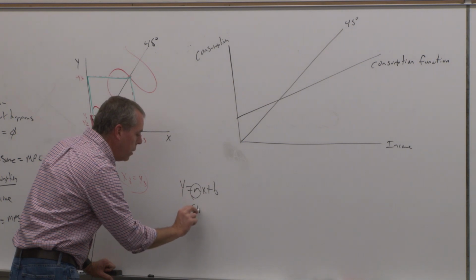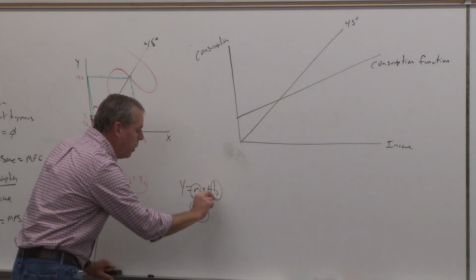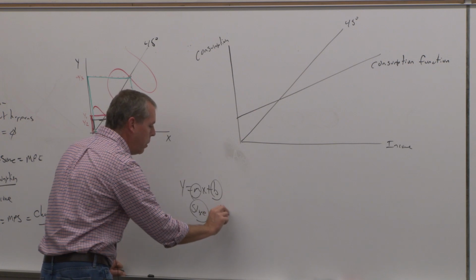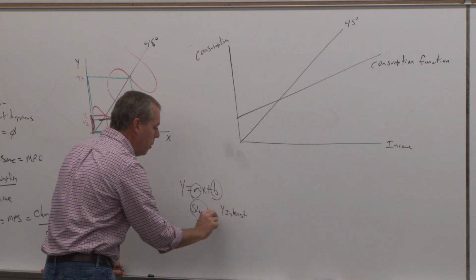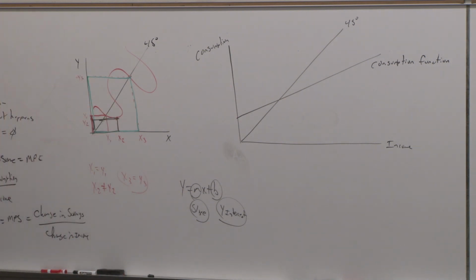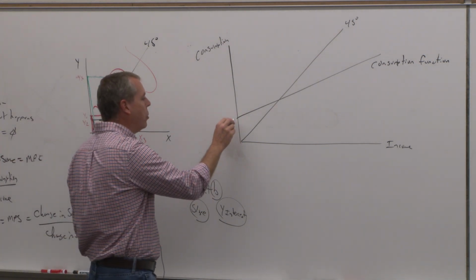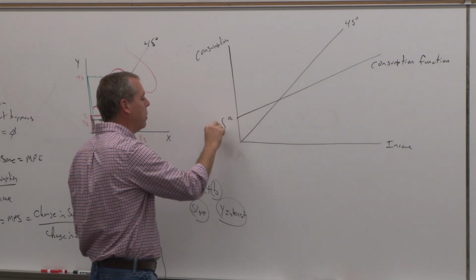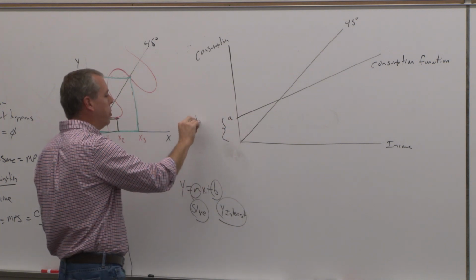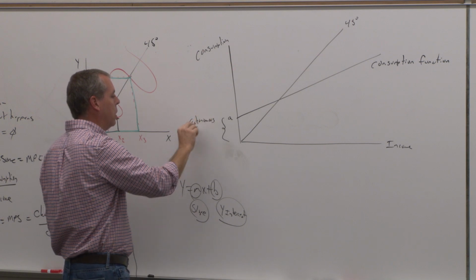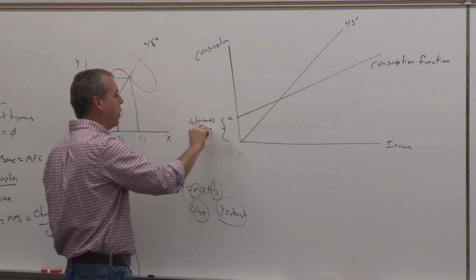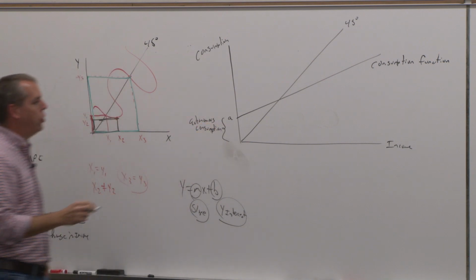This is the slope. Remember, this was the y-intercept. Right? That's all that this guy is. Except that we're going to call autonomous consumption A. We're going to call this marginal propensity to consume B. So we've got some level of autonomous consumption here. So here's our autonomous consumption. Remember, this is the consumption that occurs when income is equal to 0.